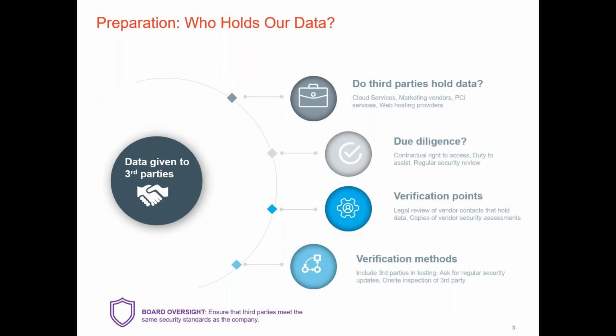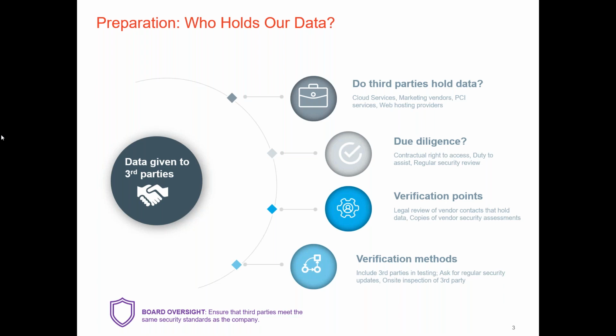Now, after you figure out what types of data you have, you really have to ask who has it. What's really critical here is making sure that you're looking at all the different places that you're exchanging and sharing data with. Cloud services, marketing vendors, PCI services, web hosting providers. It means talking to both marketing and HR and looking at where they are taking and placing data.